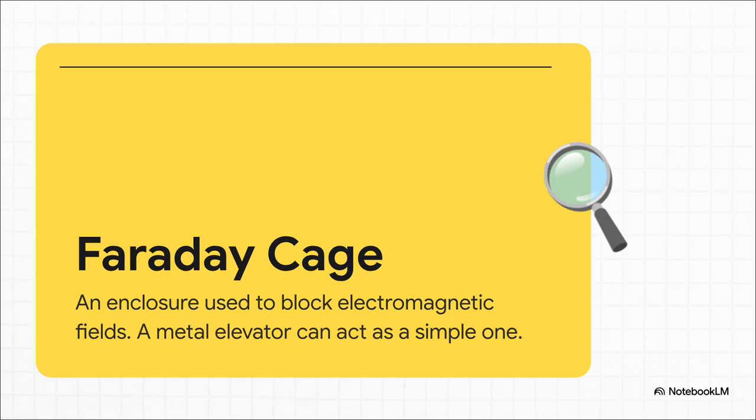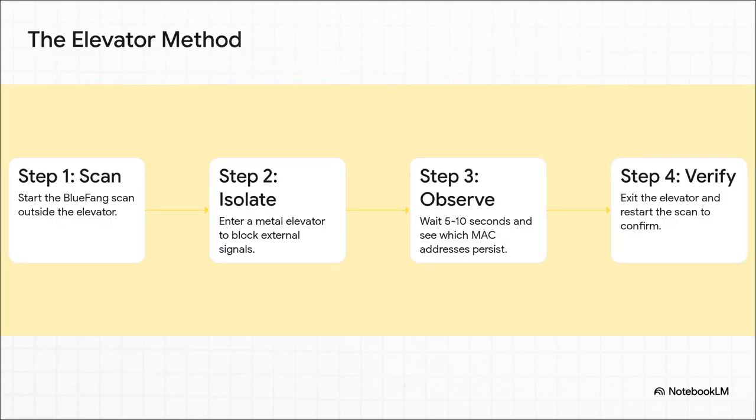And the idea behind this protocol is that a normal, everyday metal elevator can act as a kind of DIY Faraday cage. The doors close, and suddenly you've blocked out all the external noise. So here's how the test goes, broken down into 4 steps. First, you start the BlueFang scan while you're outside the elevator. Then, you step inside, let those metal doors close, and create that signal-free zone. Now, this next part is the key. You just wait a few seconds and watch the screen. You're looking to see which MAC addresses vanish, and, more importantly, which ones stick around. And finally, you step back out and restart the scan just to double-check your results.